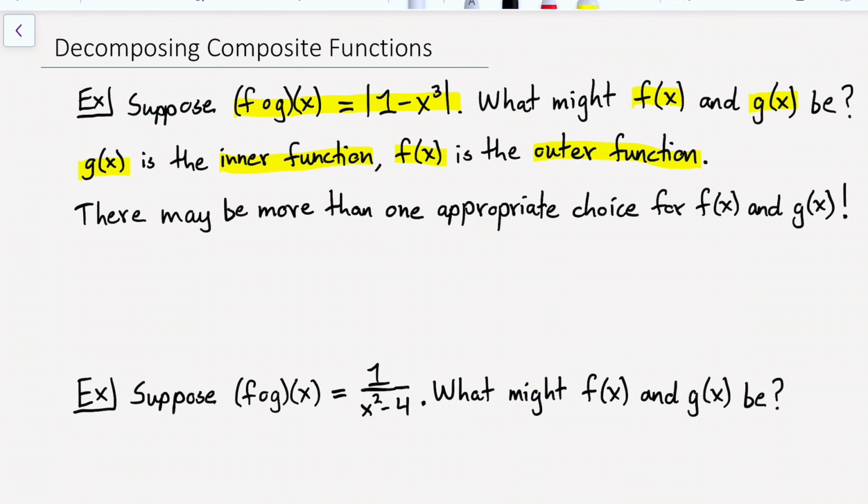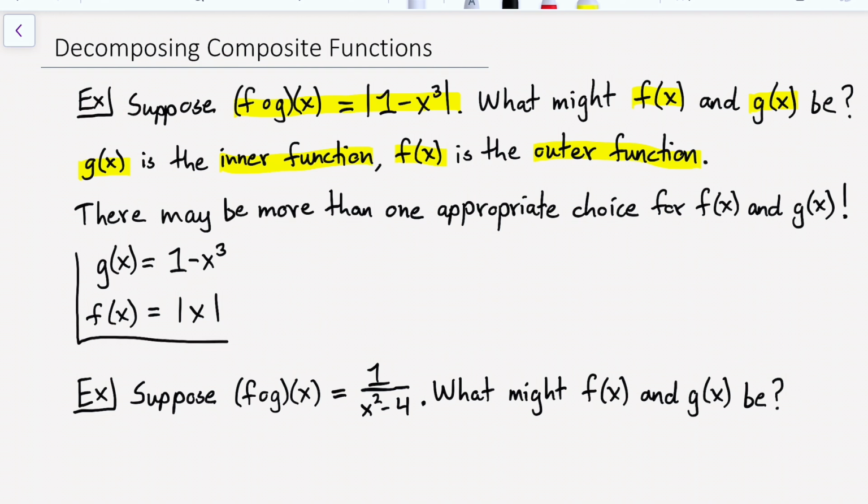There often is. So for example, here I might say g of x equals 1 minus x cubed. That's what I see happening on the inside of this absolute value. If I express g of x that way, then f of x is equal to the absolute value of x. And I could even practice this using the composition of functions. F of g of x should equal the absolute value of 1 minus x cubed. However, that's not the only answer. That is one good answer for f of x and g of x.